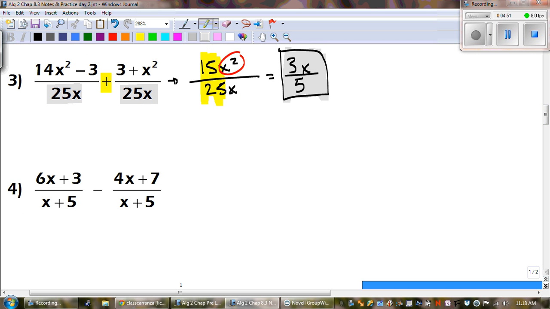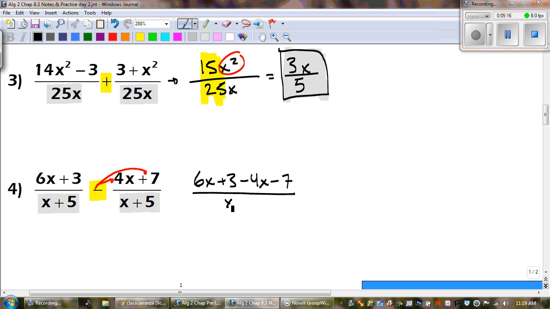Okay, number 4. We check, do we have the same denominator? Yes. What operation? Subtraction. Okay, so I have to distribute that. So the top is going to be 6x plus 3 minus 4x minus 7 all over x plus 5.